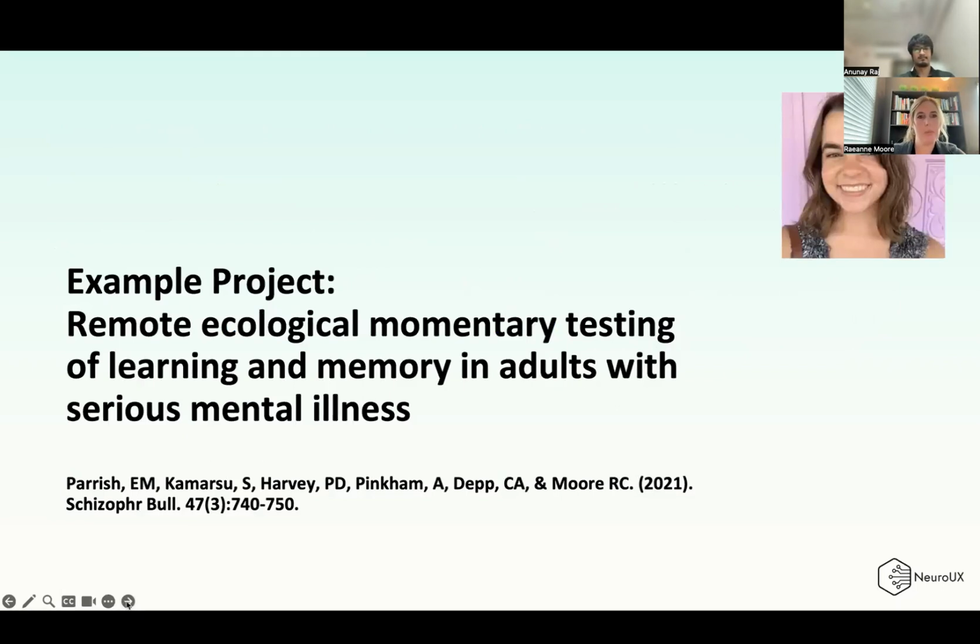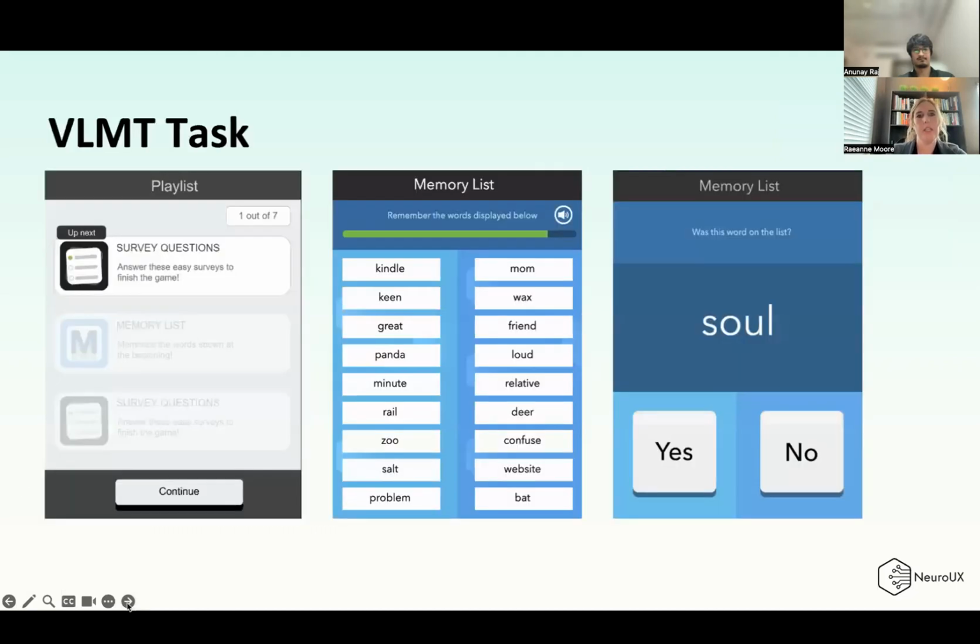So I'm going to go through an example now of using remote ecological momentary cognitive tests of learning and memory in adults with serious mental illness. This is a paper that was led again by a graduate student, Emma Parrish. And participants did EMA surveys for 30 days, 3 times a day, I believe. And then they did the variable learning memory task from NeuroUX every other day, so 15 times over the study period.